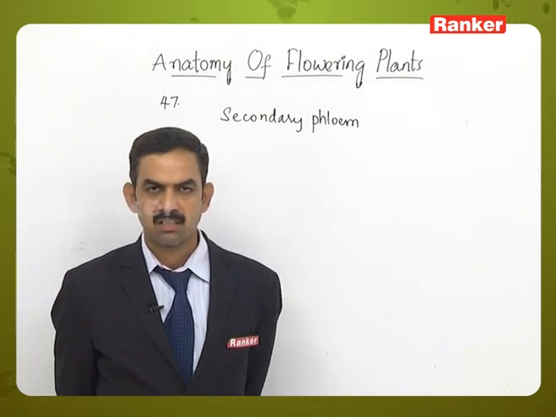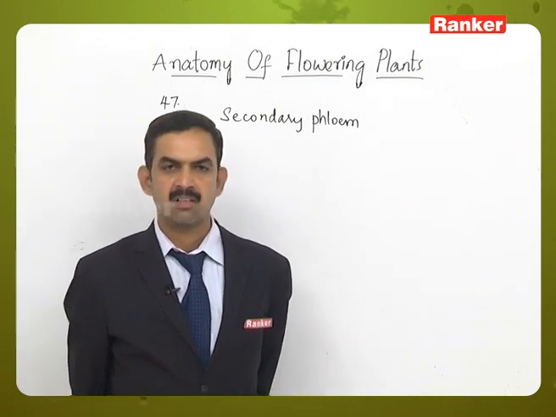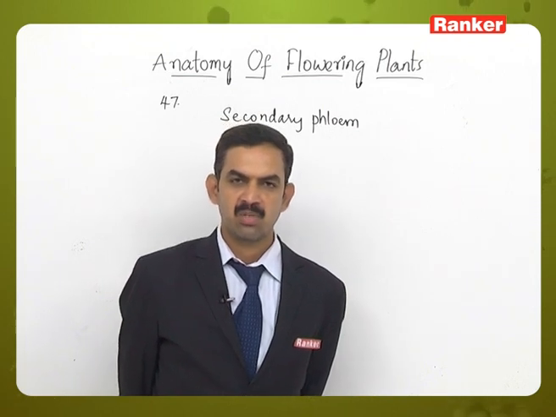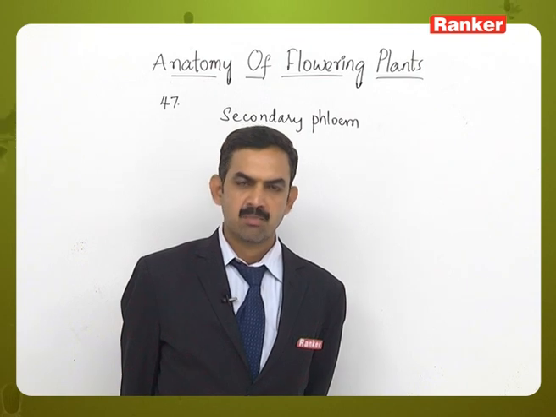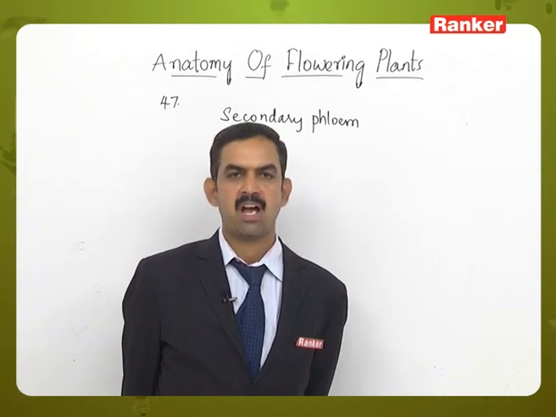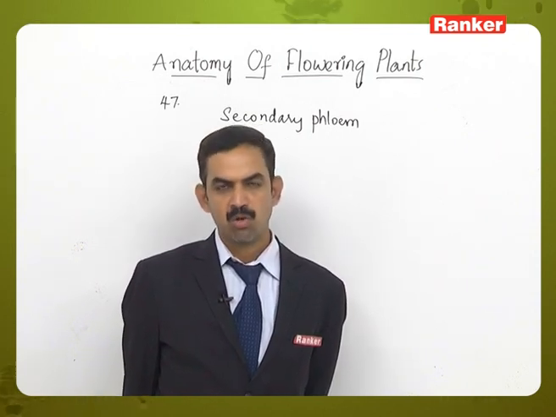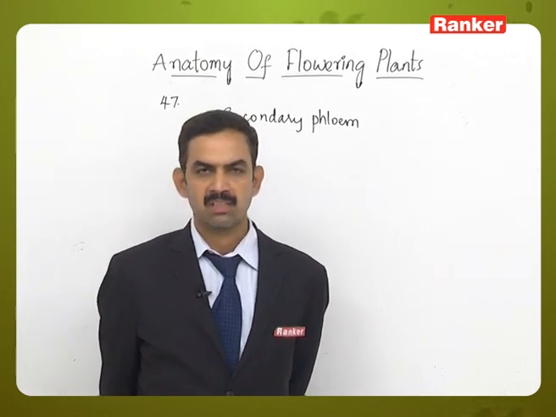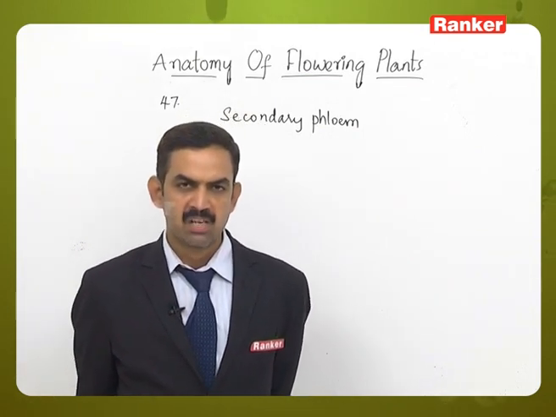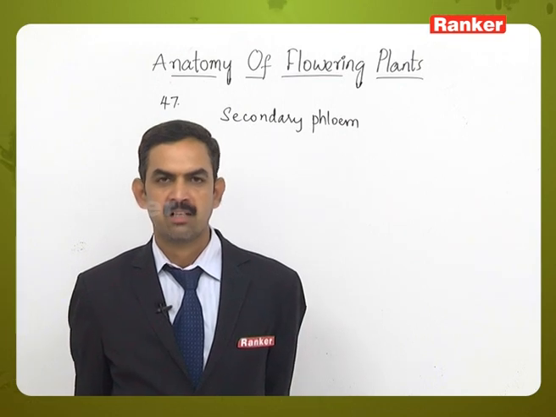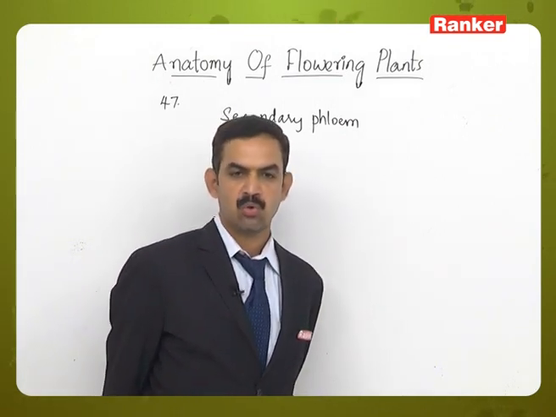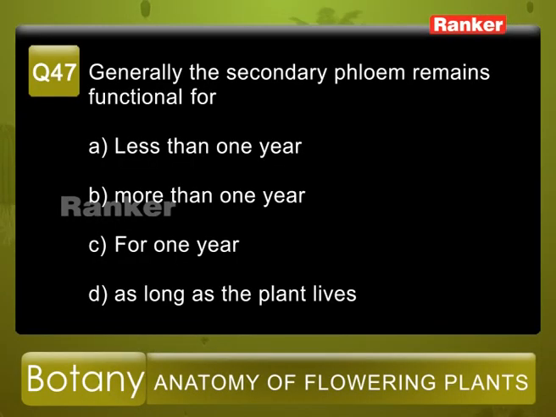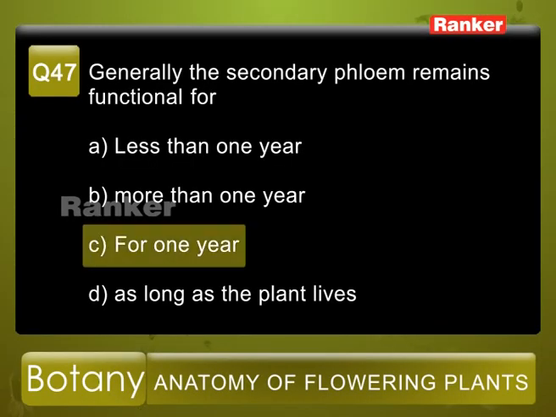One more thing: every year the spring wood and autumn wood are formed, that is the growth ring takes place, but in the phloem there is no such annual ring formation. Still, we can say that the secondary phloem formed by the vascular cambium will remain active for 1 year only. So from the given options, option C is the correct answer.